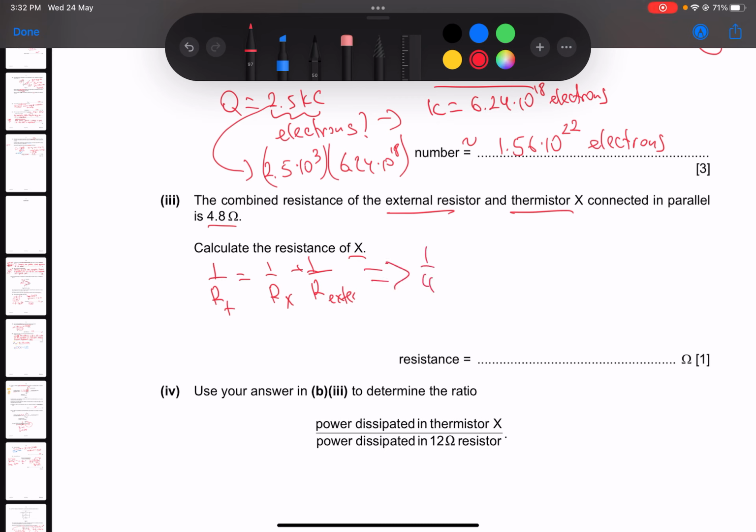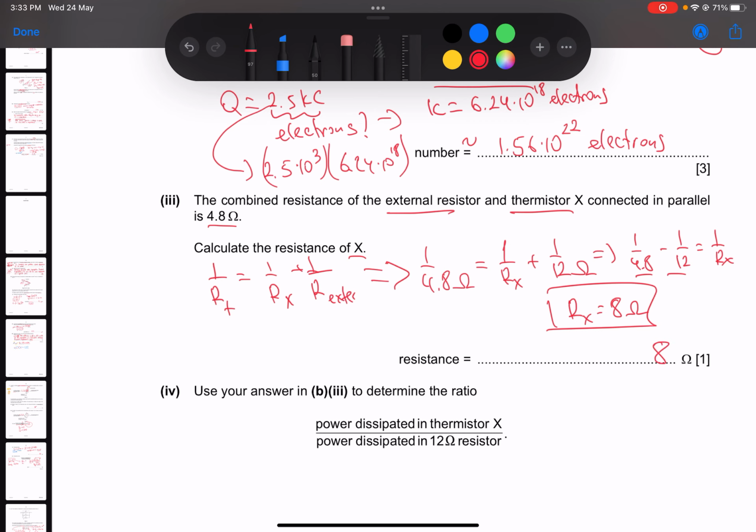4.8 ohm is given, and the 12 ohm is given. So 1 over Rx, that's the question, plus 1 over 12 ohm. Just use mathematics skills, right? You can just solve it. So 1 over 4.8 minus 1 over 12 gives 1 over Rx. Take the common denominator, and simply, guys, Rx would be 8 ohm. Just calculate it and you will get it.